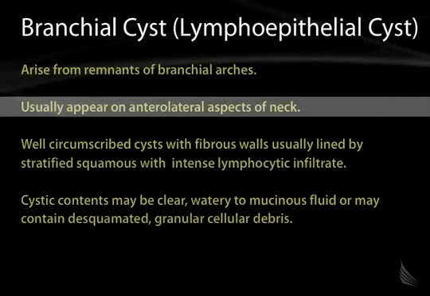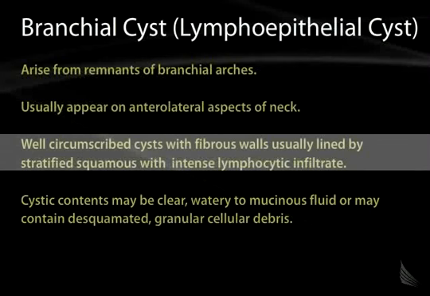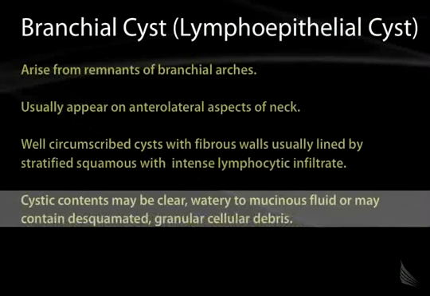Usually, in terms of location, this tumor appears on the anterolateral aspect of the neck, a useful fact to remember when one is looking through the stem of questions to try and determine what you're dealing with on USMLE Step 1. These cysts will generally be well circumscribed. They'll have nice fibrous walls lined by stratified squamous epithelium and often with an intense lymphocytic infiltrate.